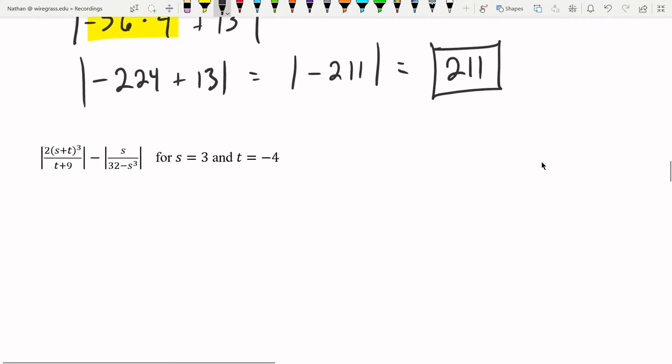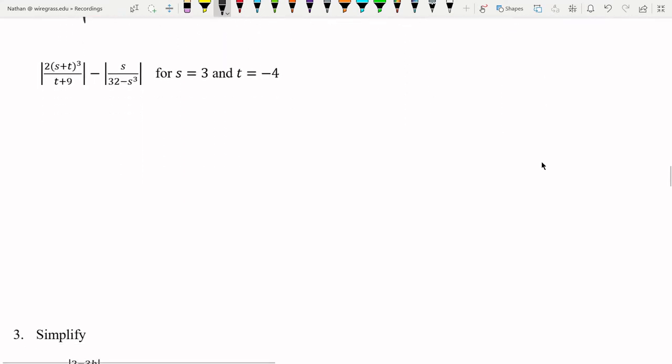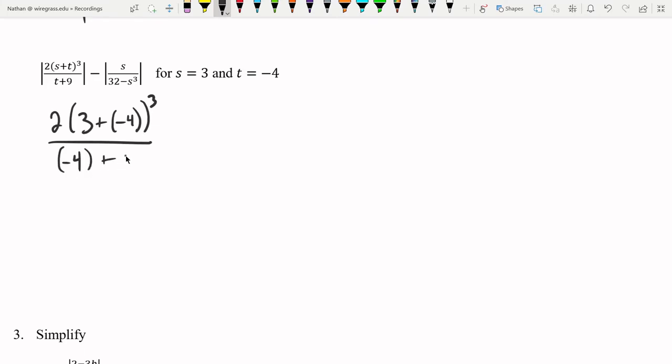Okay. For this problem, we know what S and T are, so let's go ahead and plug them in. We have 2 times S plus T cubed over T plus 9, the absolute value of all that, S over 32 minus S cubed.